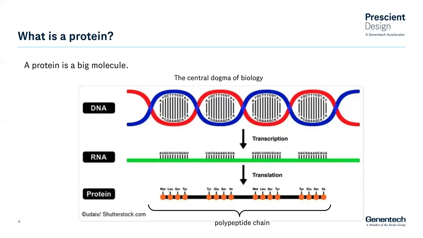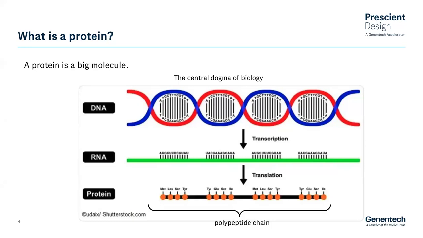So the first question that you might want to ask if you're going to try to do protein design is, what is a protein? At a high level, a protein is just a big molecule. Sometimes at Prescient, we like to say it's just all atoms in the end. However, it is really helpful to understand how proteins are made.